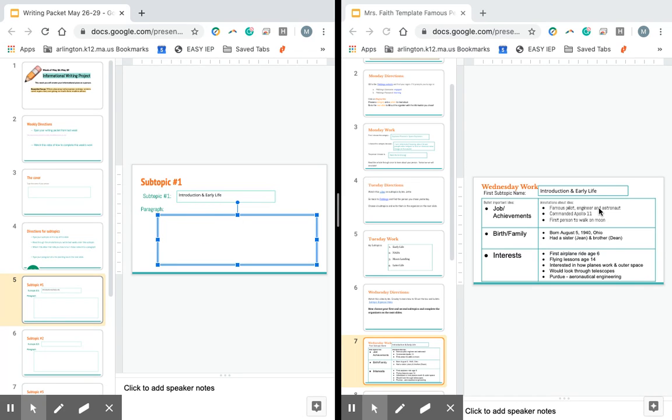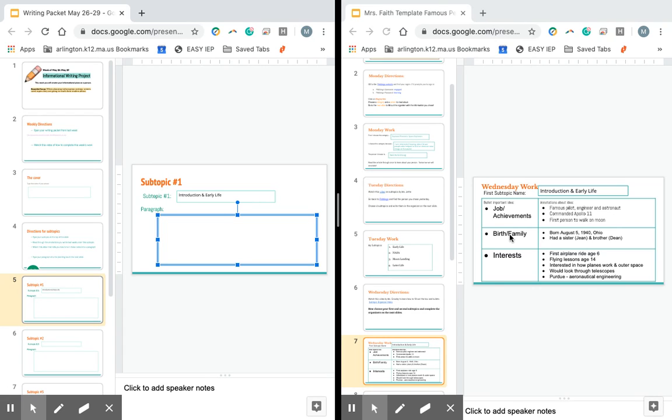Now I need to turn my annotations into complete sentences to create a paragraph for my final project. So first I'm going to look at what I have from last week. For jobs and achievements, I had written that he was a famous pilot, an engineer, and an astronaut. He commanded Apollo 11, which was a space mission to the moon, and he also was the first person to walk on the moon. So now I need to turn these into sentences.